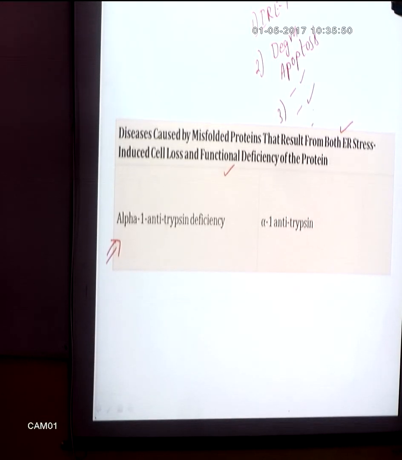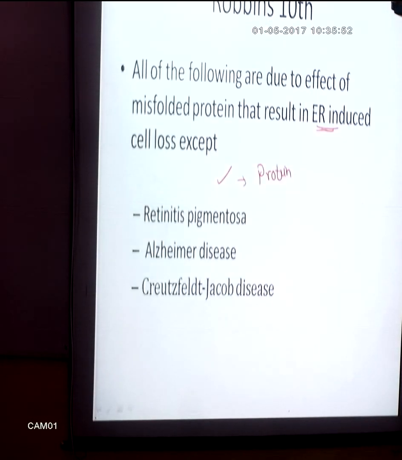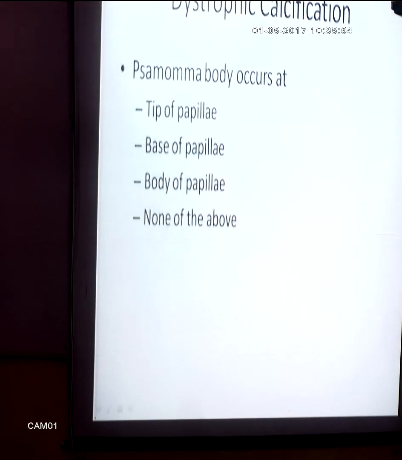Fine. We'll come to the next one. This was asked in recent NEET, so I've just included that. This is not any advancement, but it's a new topic. Psammoma body occurs at, what is a Psammoma body? We know Psammoma body is a dystrophic calcification seen in papillary carcinoma thyroid. So it's seen in multiple other neoplasms also. The question was, where does it occur? The tip, base, body, or none of the above?